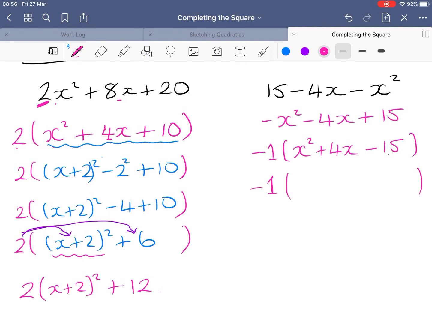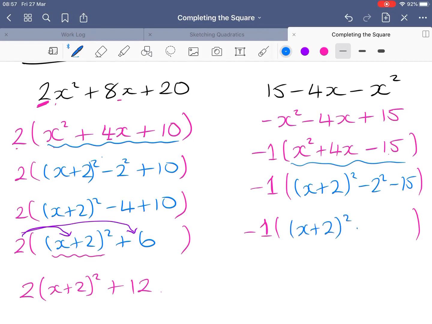So now we go back to exactly what we did in the last example. I keep that outside and I complete my square on the inside of the bracket. So in this case, x plus 2 squared, minus the 2 squared, minus the 15. So I've still got that minus 1 outside the bracket. Here I've got x plus 2 all squared, minus 4, minus 15. Again, keep that minus 1 outside the bracket all the way down. So you've got the x plus 2 all squared, and minus 4, take away 15 is minus 19.